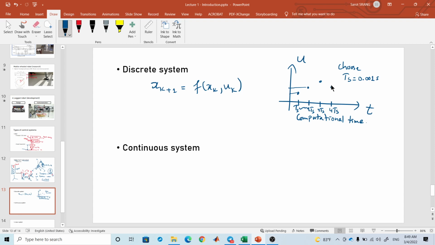That's why in applications like this, it's always discrete, not continuous. The system you derive from the physics is always continuous. But when you apply digital control, you are not using analog control. Your controller is digital, so you need a certain time of computation. Even if you have a very, very fast processor, you may need 0.1 millisecond or 0.01 millisecond, for example. So it is always discrete.